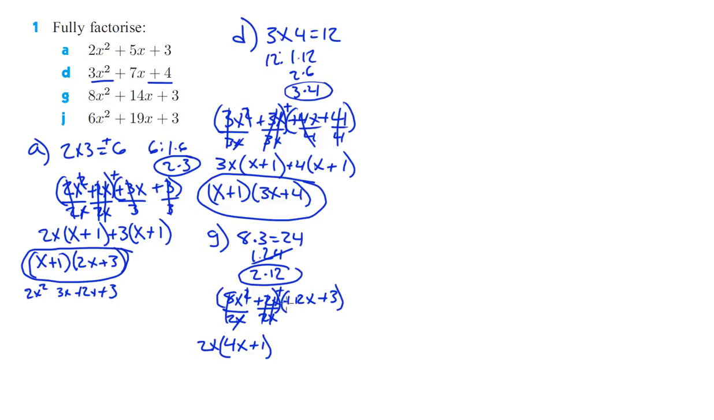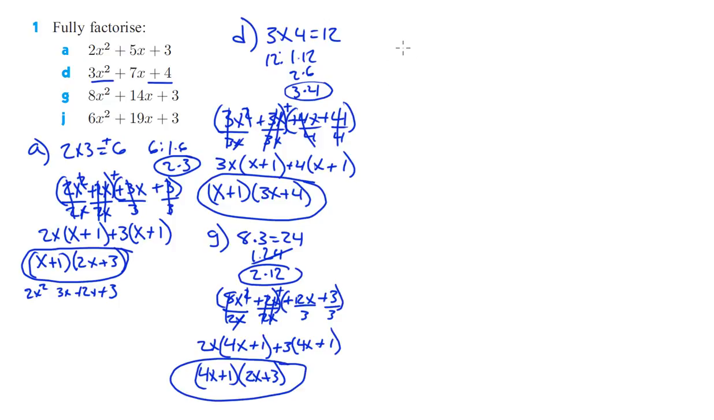And then let's see over here, we can get a 3 out of both of those. So that ends up being 3 times, and then that 12 over 3 gives us 4x plus 1. And again, notice how these match, which is just what we hope for. So we'll factor that 4x plus 1 out of both of these, and we're left with 4x plus 1 times 2x plus 3.